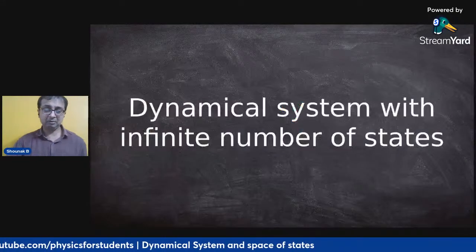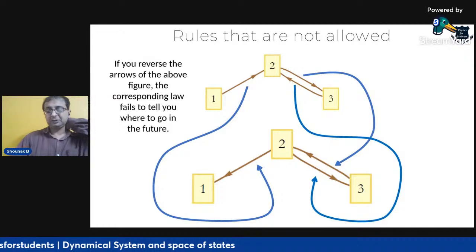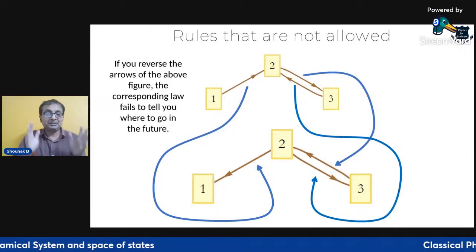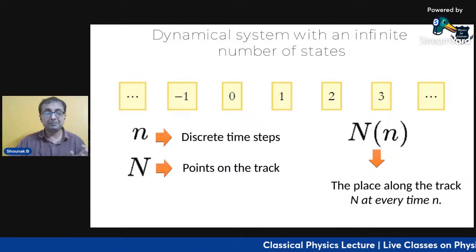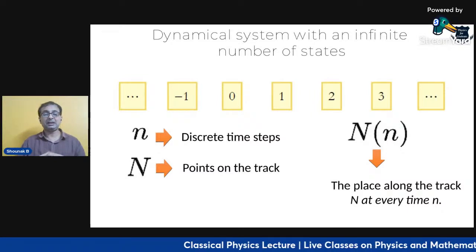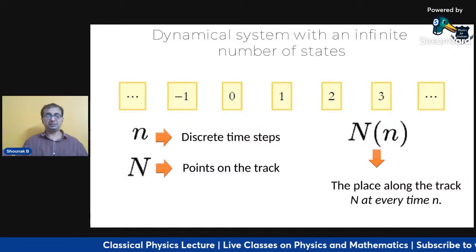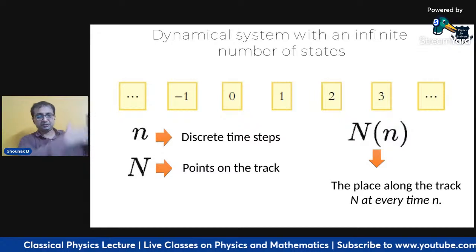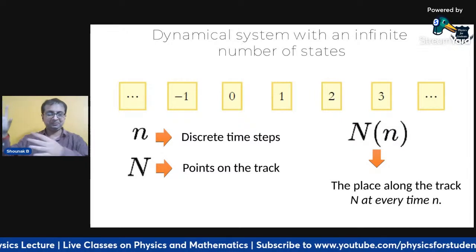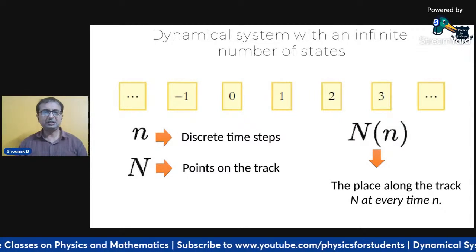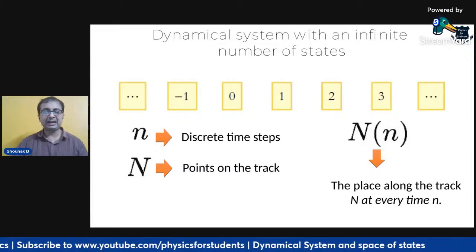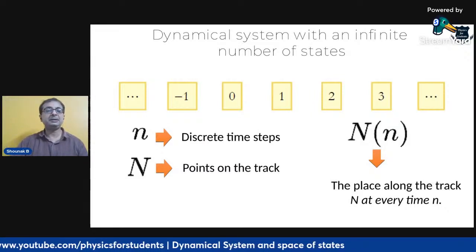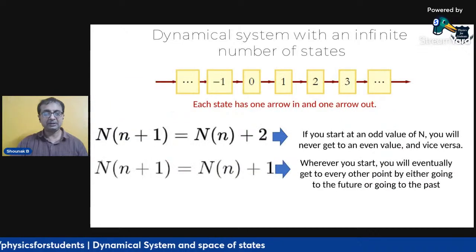Okay, so till now, this is something which we call a finite system. That means we get fixed rules, either it is 6 state, 2 state, etc. But we also have something which is called an infinite system, so minus infinity to plus infinity. And if I denote n as discrete time steps and n as the points on the track, then the place along the track would definitely be given by capital N.